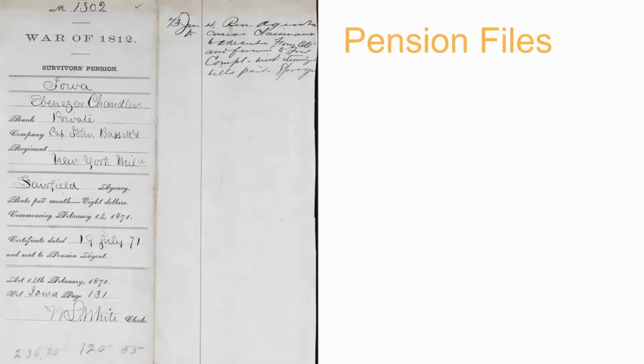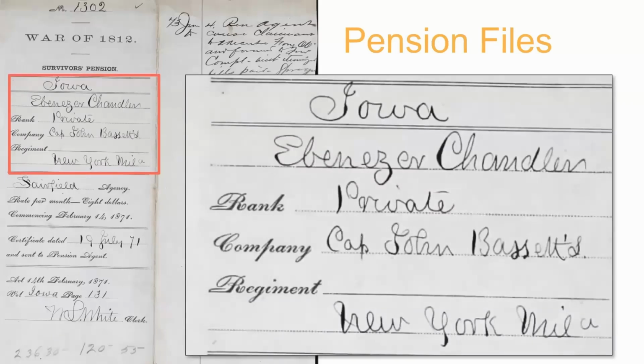So let's take a look. I know we only have a few more minutes left of the class, but I'll just quickly go through some of the things I found about Ebenezer. So again, we have his name and his rank is private, and it tells us which company he is in and which regiment in New York.